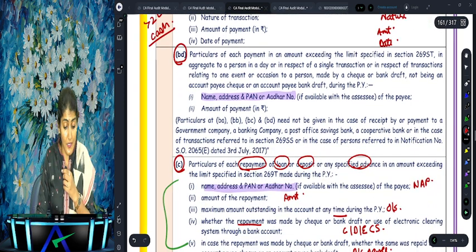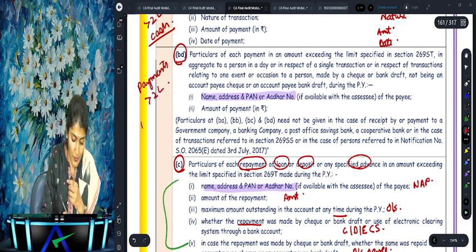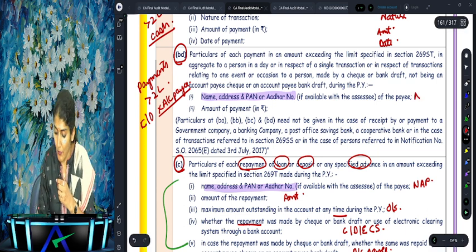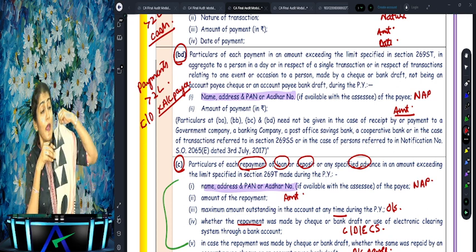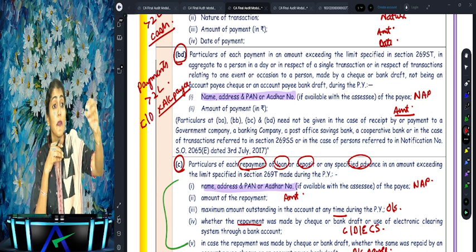And then what is 31BD? Yes, payment in excess of 2 lakh being made by check or draft which is not an account payee check or an account payee draft. In that case, what detail do they want? Only the NAP and the amount. Are you understanding? Right, so say there was some program, and for that program, the payment was made to the caterer of 5 lakh rupees in cash.